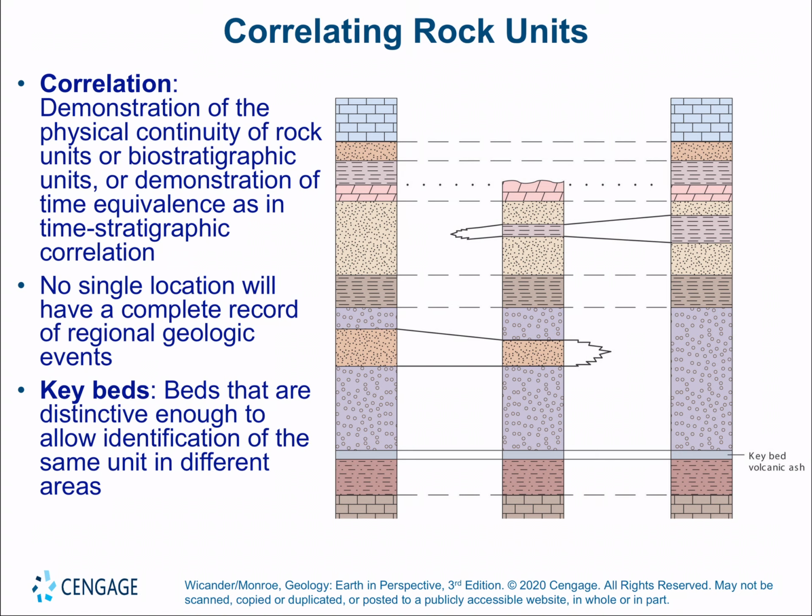Notice in A, B, and C, this unit with the dot pattern shows up in A. It also shows up in B, but notice it's not in C. We draw this little point with sharp edges at the end of our lines, and that shows us that the unit pinched out. For some reason, it did not continue into location C.